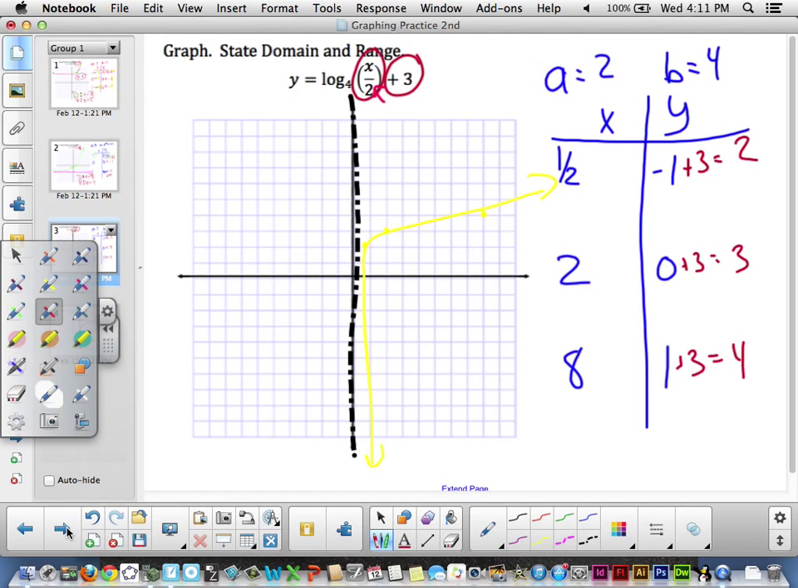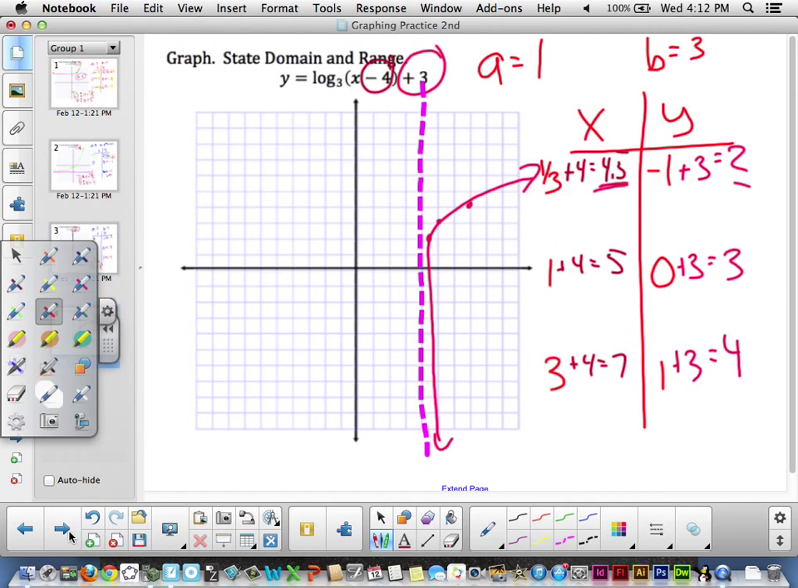For logs, our domain is a little more complicated. Here you need to look for shifts left and right. Since this one has no shifts left and right, we'll go greater than 0. And our range, that's easy for logs. That is all real numbers.